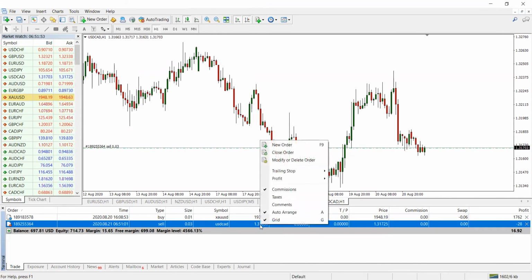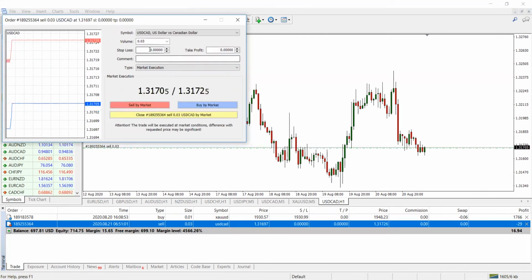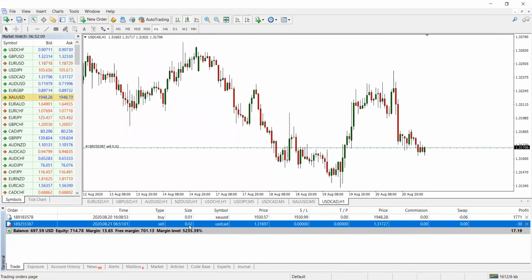And of course, we can do the same thing again the manual way, modify, market execution. And then this time around, let's close 0.01. By the time we do this, over here is going to remain 0.02. So we click on close and then 0.02. Voila, that's what we have, right? Now, this time around, let's close this.